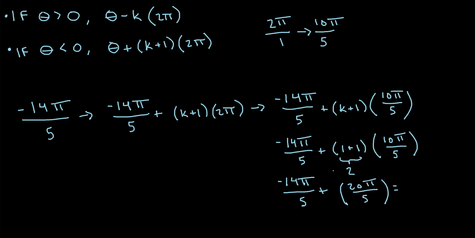So the last step is we just need to add these fractions. So since they have the same denominator, they're both 5, we can just add the numerator straight across. Negative 14 pi plus 20 pi. Well, negative 14 plus 20, that would be a positive 6. So we get 6 pi over 5. And that is our answer. So 6 pi over 5, this is a coterminal angle to negative 14 pi over 5, and it falls within the range 0 to 2 pi.